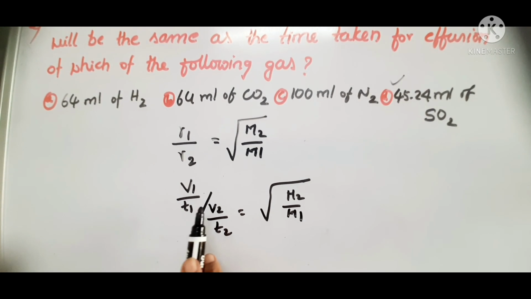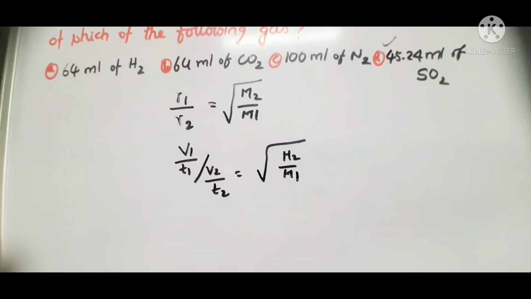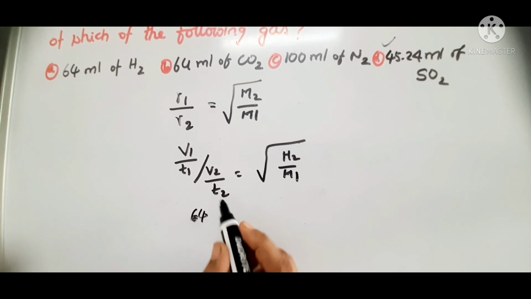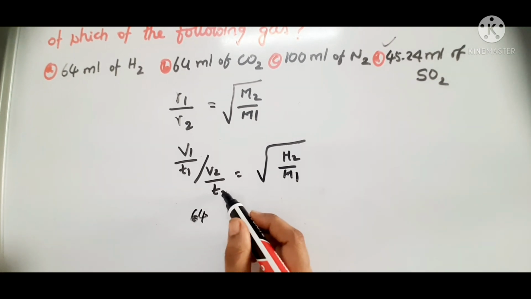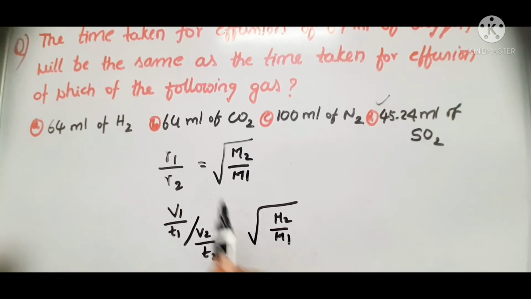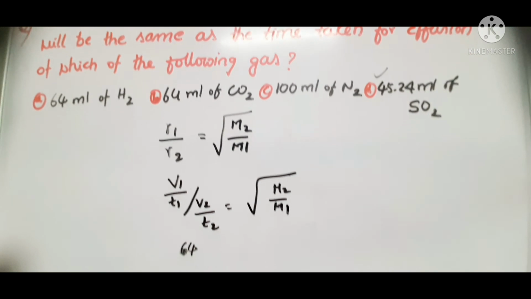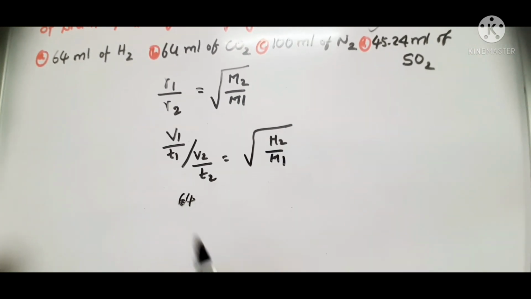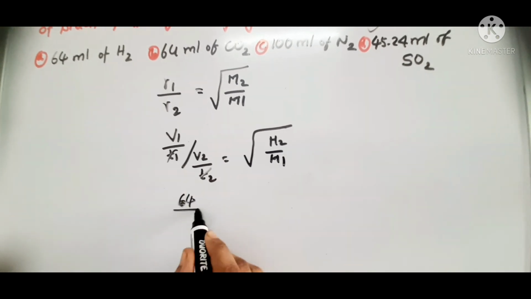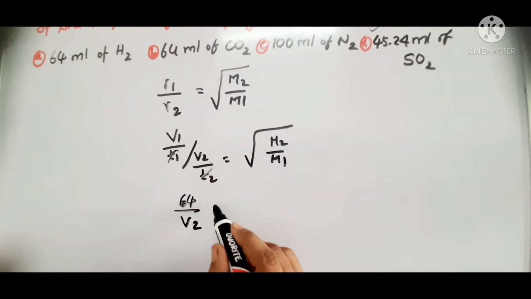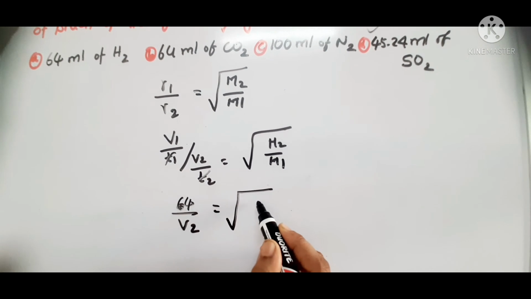So here the volume of oxygen is 64 ml. That is given in the question. Data is given like that. So 64 divided by V2, so here T1 and T2 are the same. Why? Because in the question it says the time taken is the same, that means the time is the same for both diffusions. So you can cancel it. T1 and T2 are the same here. So 64 by V2 equal to square root of M2 by M1.